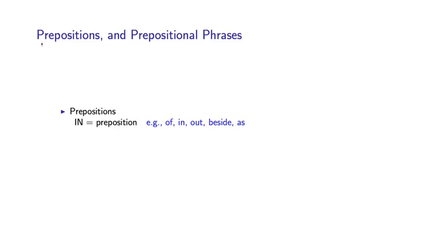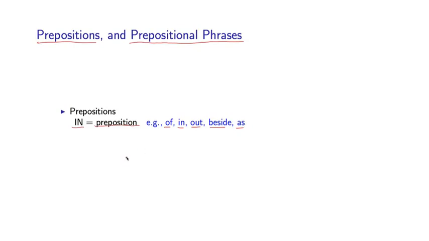Okay, so next we're going to look at prepositions and what are called prepositional phrases, and we'll see how these play a role within the grammar. So the Brown corpus uses the tag "in" to refer to what's called a preposition. And a preposition is a word such as of, or in, or out, or beside, or as. A preposition can usually go in front of a noun phrase.